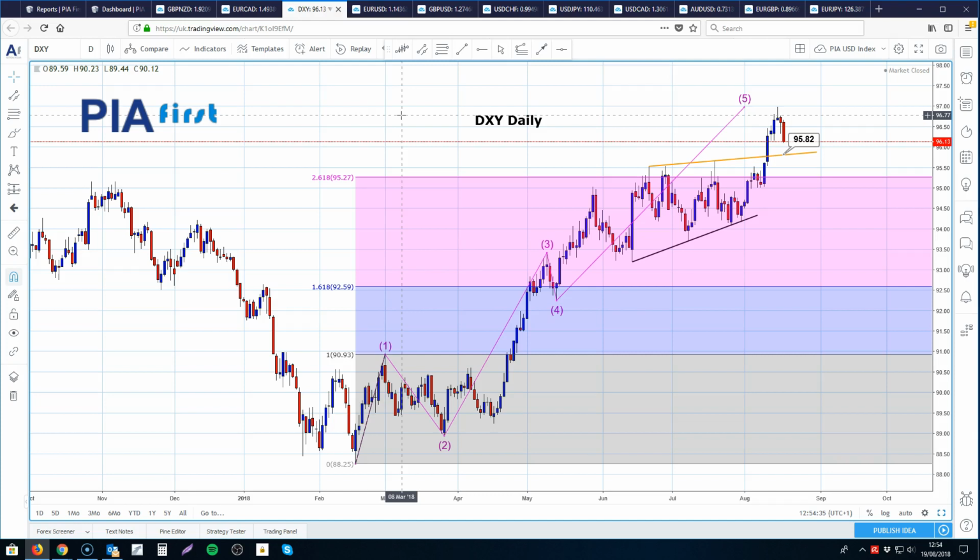So we've got the dollar index daily chart in front of us. We're still looking for a bullish Elliott wave formation to have completed. So wave 1, wave 2, up impulsively in 3, down in 4, and then what we believe to be an extremely choppy fifth wave. Now we've surpassed the 261.8% extension level. I suppose the most important factor here is that we broke out of this wedge formation to the upside and not the downside. We've now got reverse trendline support at 95.82.